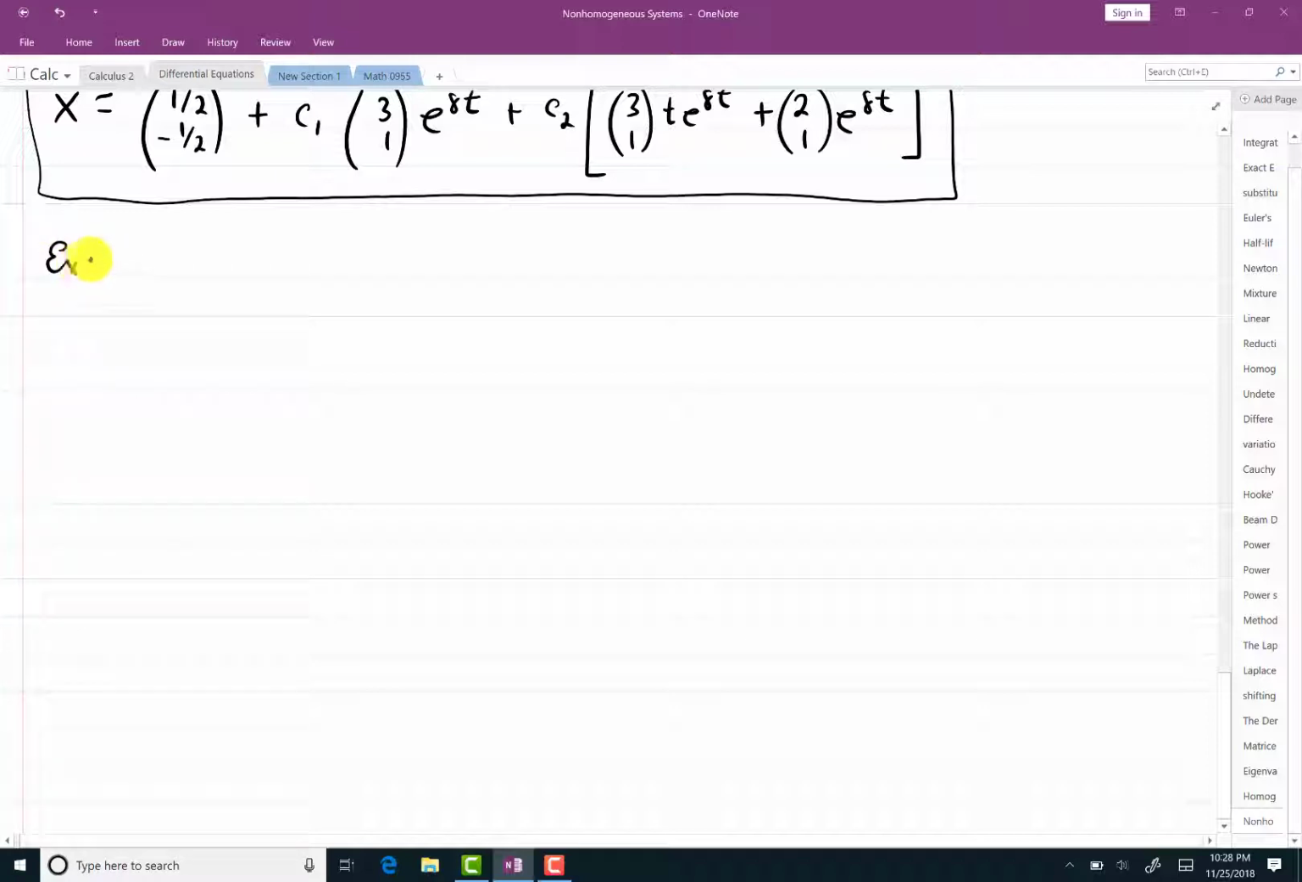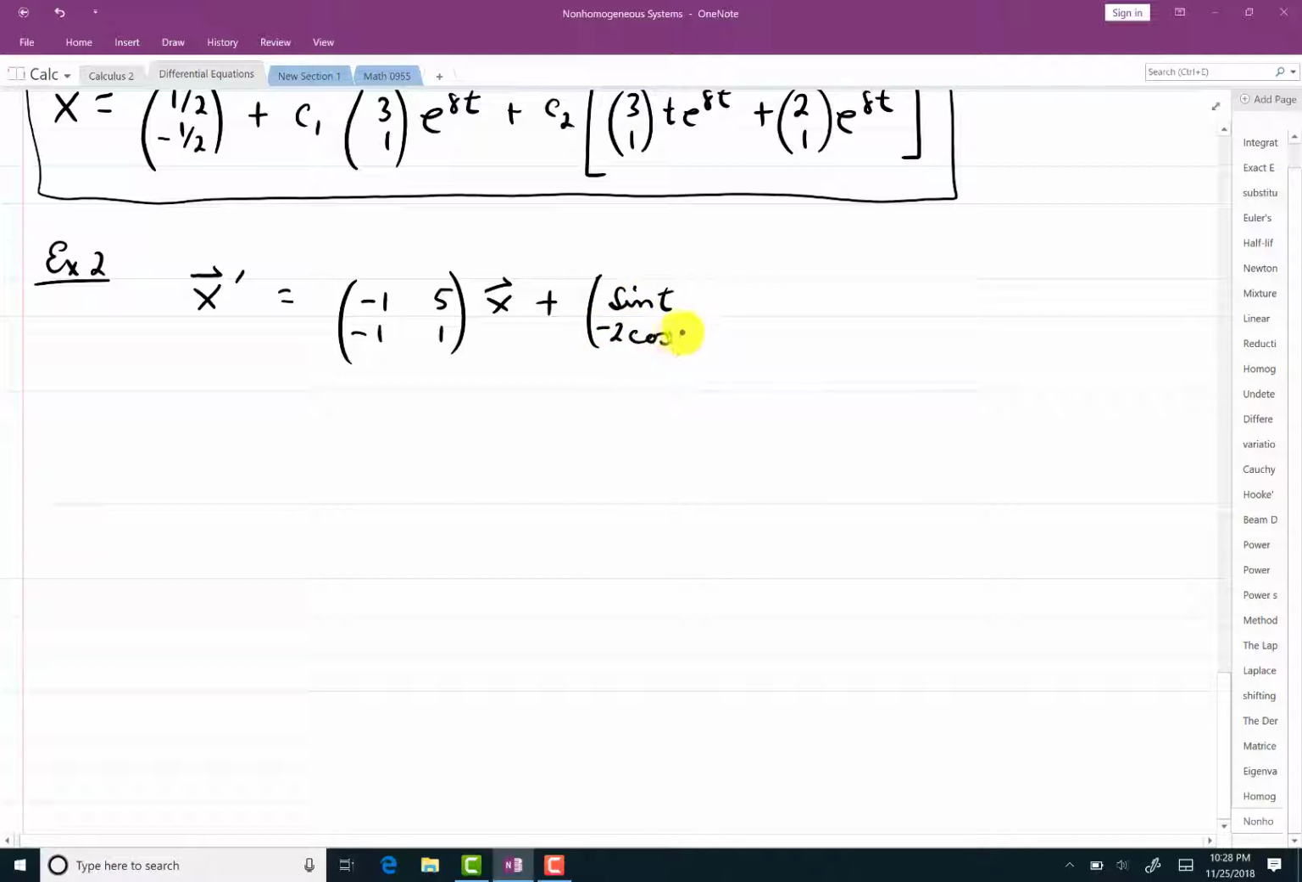For my second example, let's solve x vector prime equals the matrix negative 1, 5, negative 1, 1, times x vector, plus the vector sine of t, negative 2 cosine of t. And as usual, let's find our eigenvalues first.